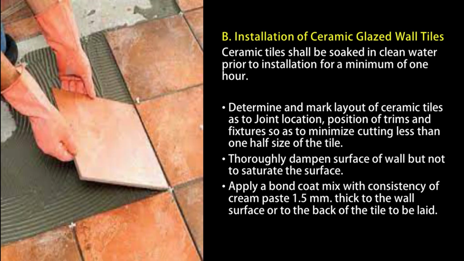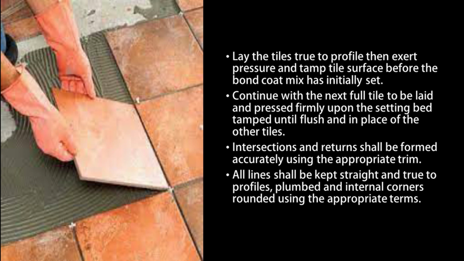Installation of ceramic glazed wall tiles. Ceramic tiles shall be soaked in water prior to installation for a minimum of 1 hour. Determine and mark layout of ceramic tiles as to joint location, position of trims and fixture, so as to minimize cutting less than 1/2 size of the tile. Lightly dampen surface of wall, but not to saturate the surface. Apply a bond coat mixed to the consistency of cream paste, 1.5 mm thick, to the wall surface or to the back of the tile to be laid. Lay the tiles true to profile.